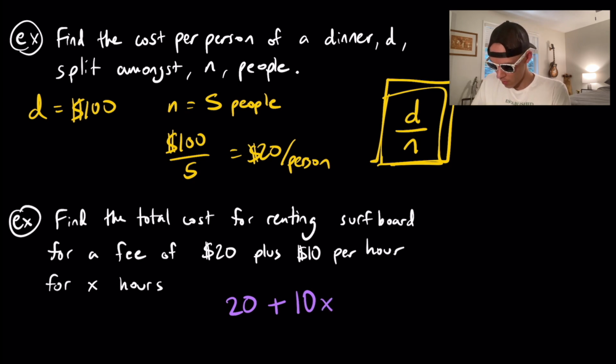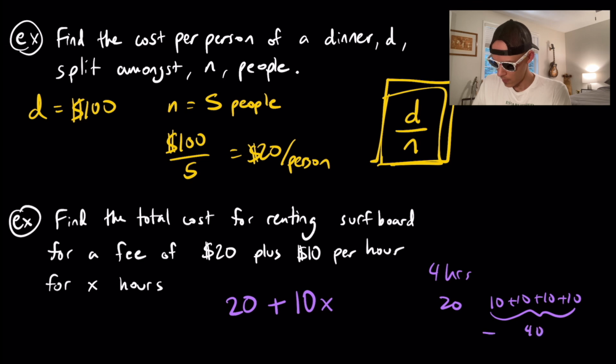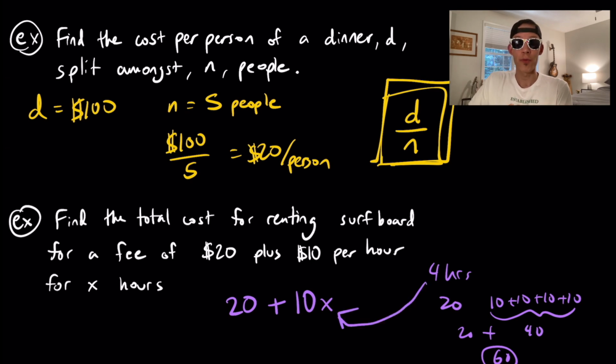Let's say you rent it for 4 hours, right? You're going to pay $20, and then you're going to pay $10 for the first hour, plus $10 for the second hour, plus $10 for the third hour, plus $10 for the fourth hour. And that's going to give you 40 plus the initial 20, which is 60. And if we take 4 and plug it into our variable that represents the number of hours you're renting this surfboard for, well, we can do 10 times 4, which again is 40, and then plus 20 will give us the $60 for this rental.